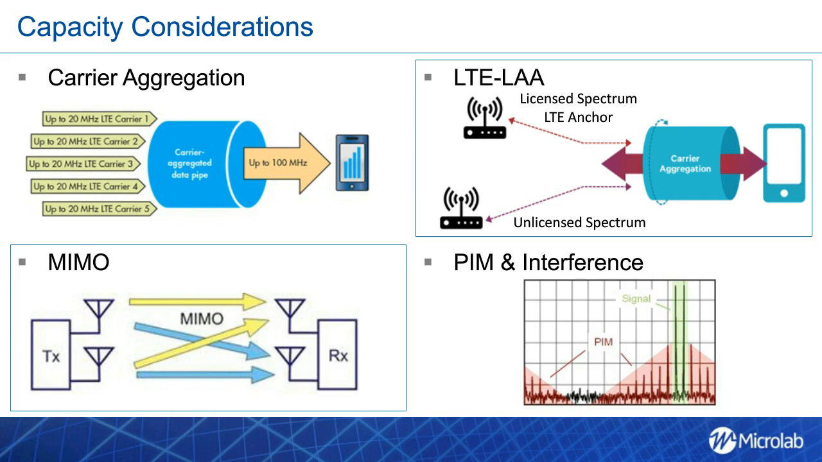LTE uses adaptive modulation schemes with higher data rates, the higher the quality of the RF channel. Any interference in the network degrades the RF channel quality and consequently capacity. PIM is a source of uplink interference, and it directly affects coverage and data throughput. Eliminating PIM is key to achieving maximum coverage and throughput at your site.